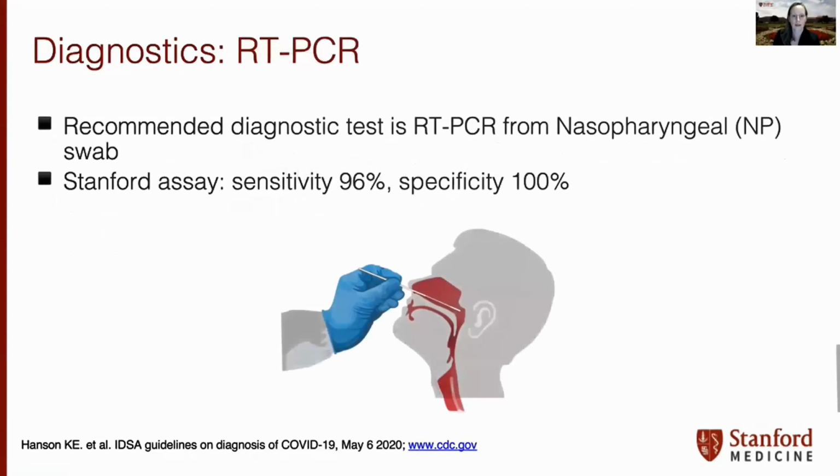The recommended test to diagnose COVID-19 is a real-time PCR specimen collected by nasopharyngeal swab. This nucleic acid amplification test detects one or more gene sequences specific to SARS-CoV-2. There are a number of these tests that have gained emergency authorization for use under the FDA, including one developed independently by the lab at Stanford. The RT-PCR assay developed at Stanford has a sensitivity of 96% and specificity of 100%.